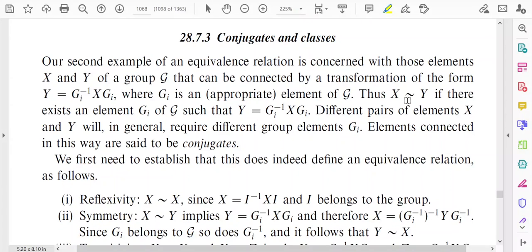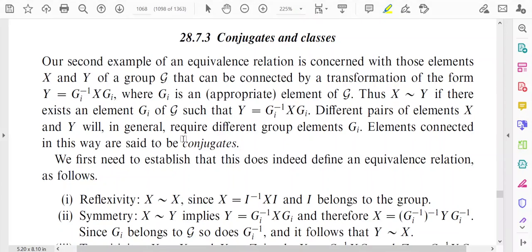So this is a transformation relation. Thus x is equivalent to y if there exists an element Gi of G such that y is equal to Gi inverse x Gi. So this is the definition for the equivalence relation. Look at it carefully: this is the particular transformation relation, and this is the definition of the equivalence relation of x and y. So if y is equal to Gi inverse x Gi, then we can say that x is equivalent to y.